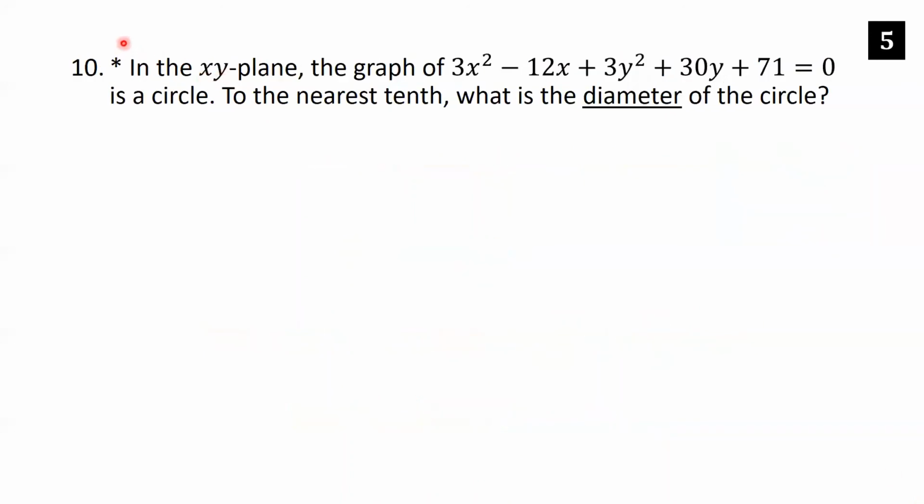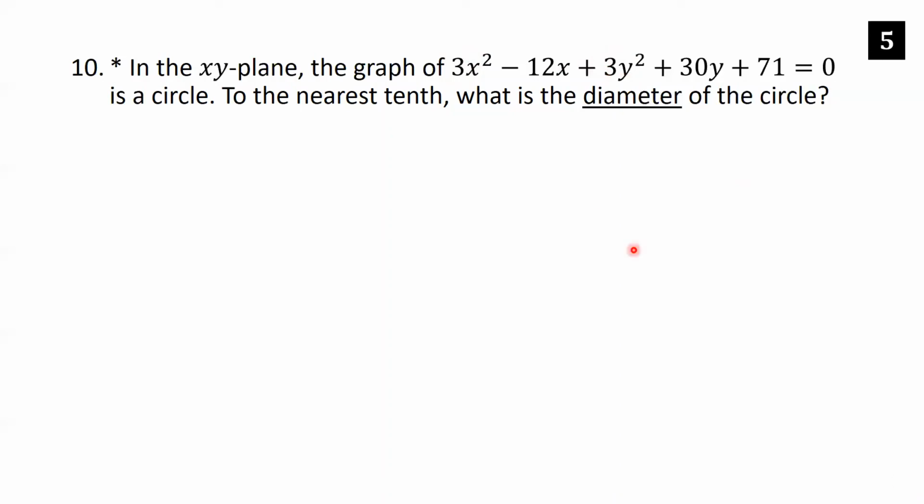Okay, this is another calculator problem. Whenever I put the star there, I mean you will need a calculator to do this. In the xy plane, the graph of 3x squared minus 12x plus 3y squared plus 30y plus 71 equals 0 is a circle. To the nearest tenth, what is the diameter of the circle? Again, this one is not in standard form. It's in a general form. But worse than that, it has a 3 multiplying the x squared and a 3 multiplying the y squared.